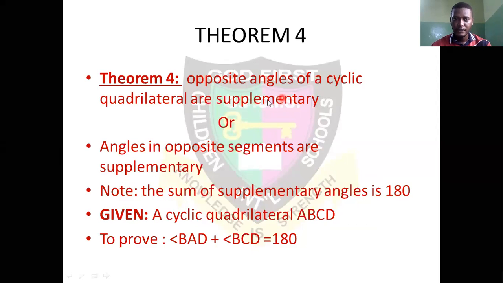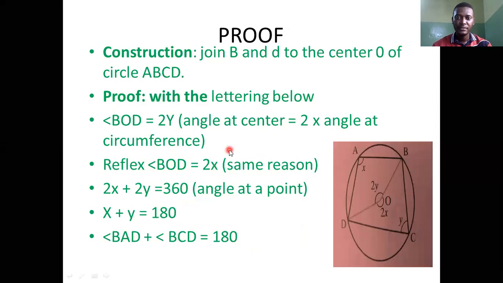All right. Now, theory 4: opposite angles of a cyclic quadrilateral are supplementary, or in other words, angles in opposite segments are supplementary. Move over to the next slide. Now, construction: join B and D to the center O of circle ABCD. This is what they're actually saying.